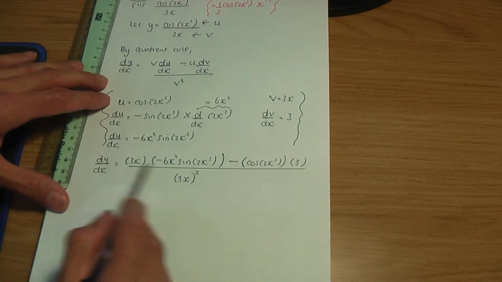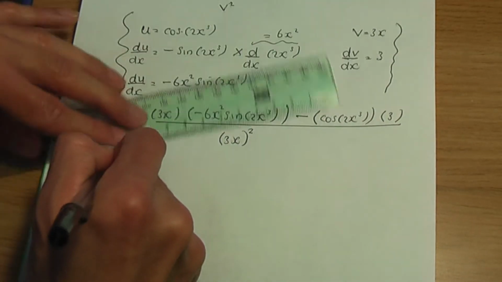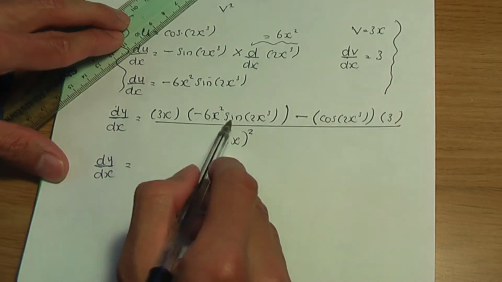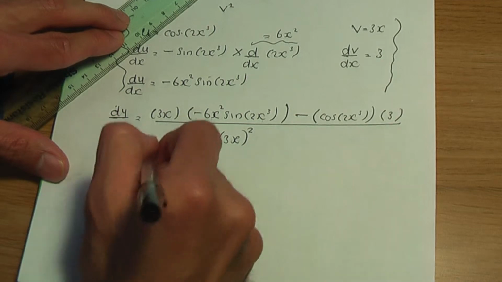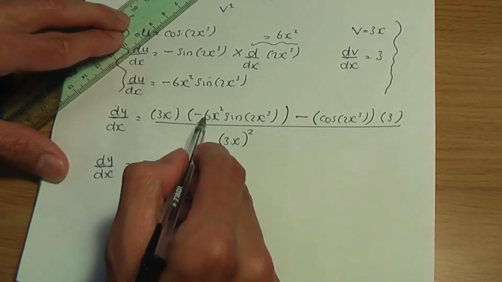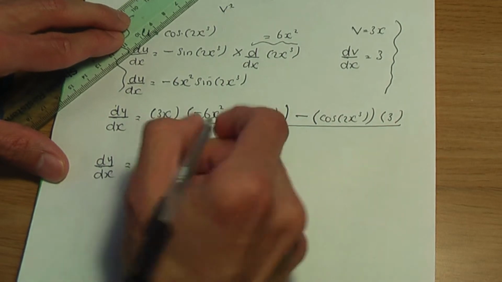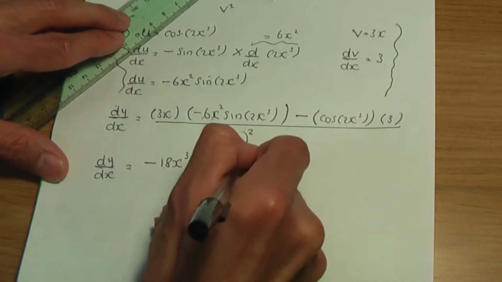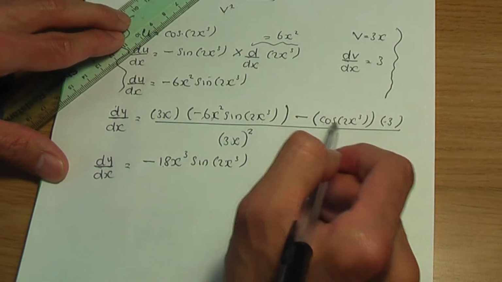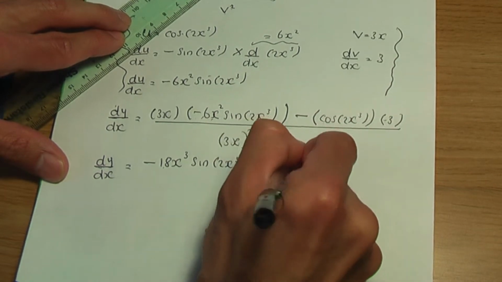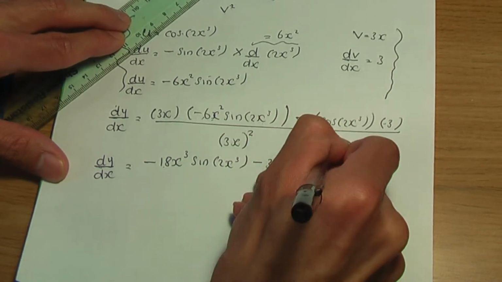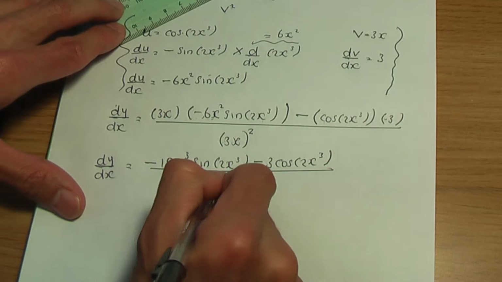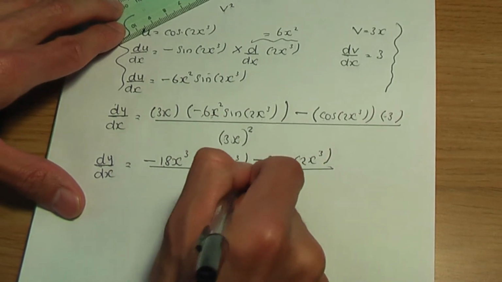So let's multiply out. dy over dx is equal to minus 6x squared sine 2x cubed times 3x, that is minus 18. So minus 6 into 3 is minus 18. x squared times x is x cubed sine 2x cubed. 3 times cos 2x cubed is 3 cos 2x cubed, all divided by 3 squared, which is 9, times x squared.